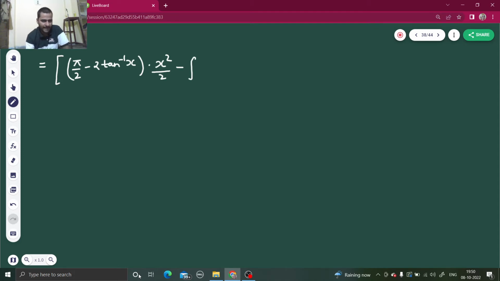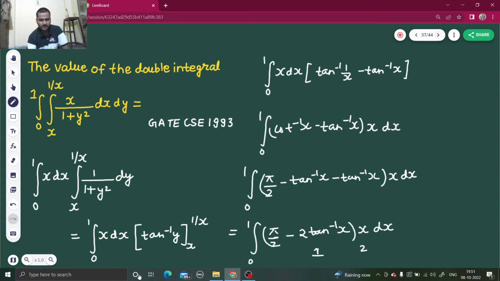So derivative of pi by 2 minus 2 tan inverse x will be, derivative of pi by 2 will be 0, derivative of minus 2 tan inverse x will be minus 2 into 1 upon 1 plus x square, as we have done, into integration of x, which is x square by 2, and whole integration. Now as you can see, 2 and 2 get cancelled, this minus minus becomes plus. Okay, so this is from 0 to 1.